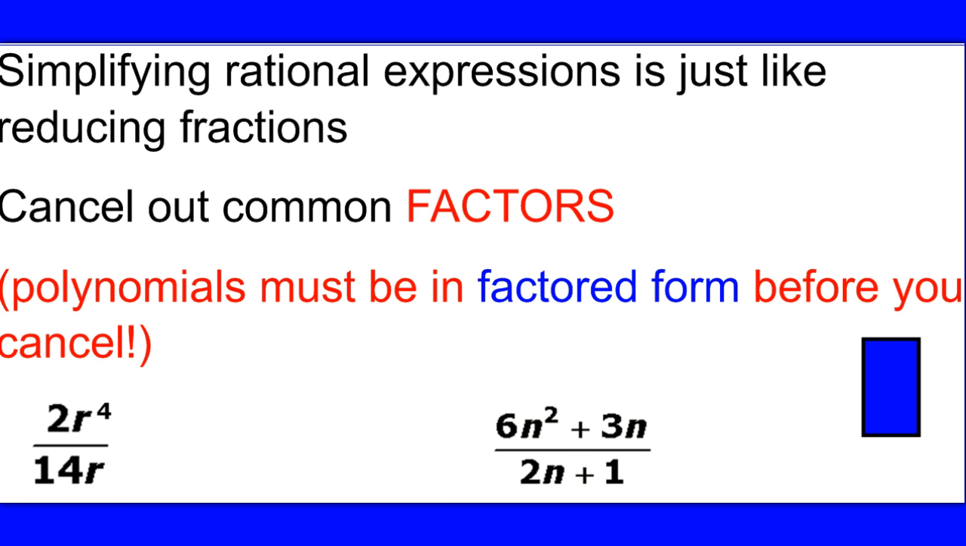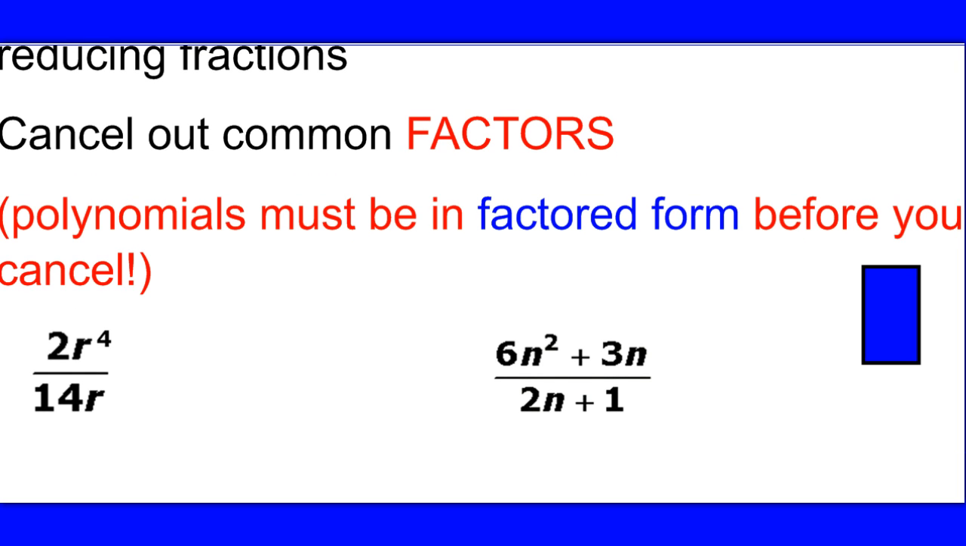We're going to simplify rational expressions, and that is really and truly just like reducing fractions. All right, you are going to cancel out common factors. Well, then that means that in order to cancel out any part of a polynomial, it must be written in factored form. So let's take a look at this first one here.